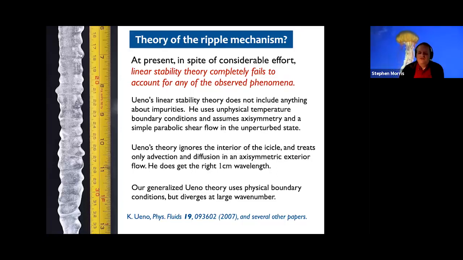And of course, Ueno's theory completely ignores the interior of the icicles, and it doesn't contain anything about where the dye might lie inside the ice once it's frozen. And as I showed you, we observe all kinds of structure inside the ice, which isn't in the theory at all. So that's the unfortunate situation. If you generalize Ueno's theory using all the right physics, it simply does not work. It diverges and is very unphysical.